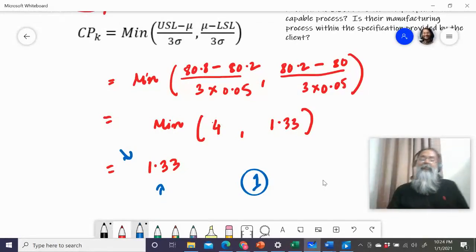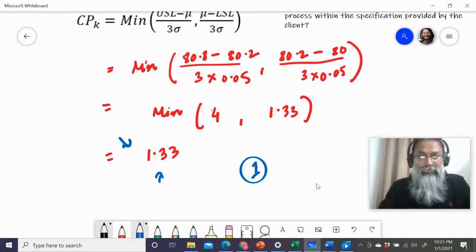Now, one thing you have to remember, CPK will never be more than CP, ever. It will be either equal to CP or less than CP, but it will never be greater than CP. Now, the last question for us to answer: whether the process is centered or not.